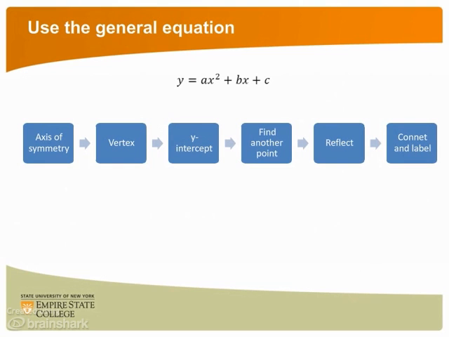In the first part of this series, we discovered a method for graphing parabolas using their features. Find the axis of symmetry. Find the coordinates of the vertex. Find the y-intercept. Find another point on the graph. Reflect the points we found over the axis of symmetry. Connect the points and label our graph. How exactly do we find these points?